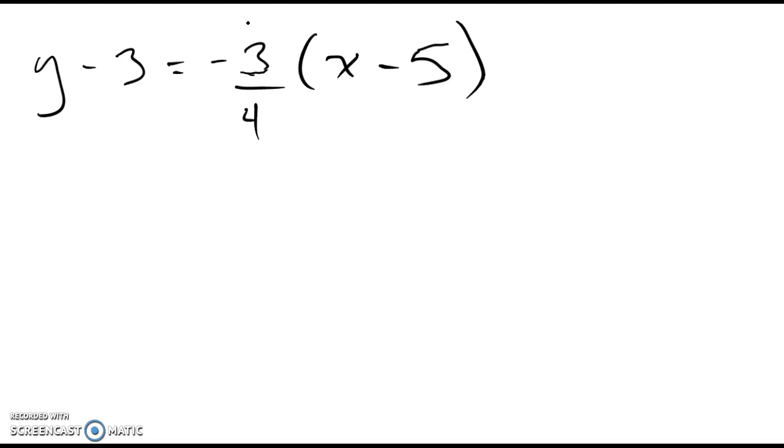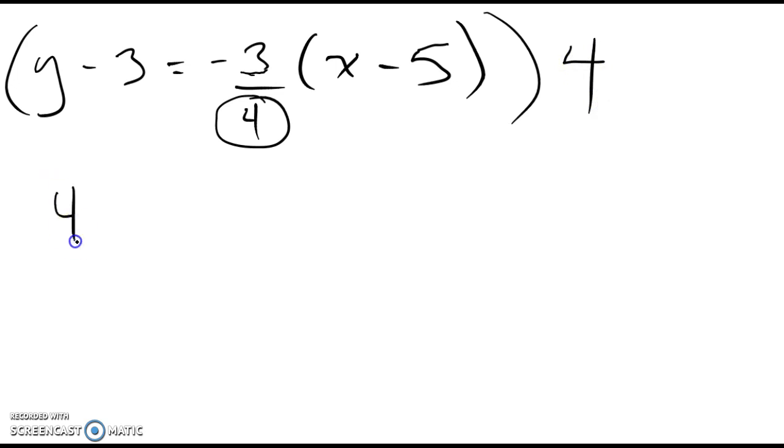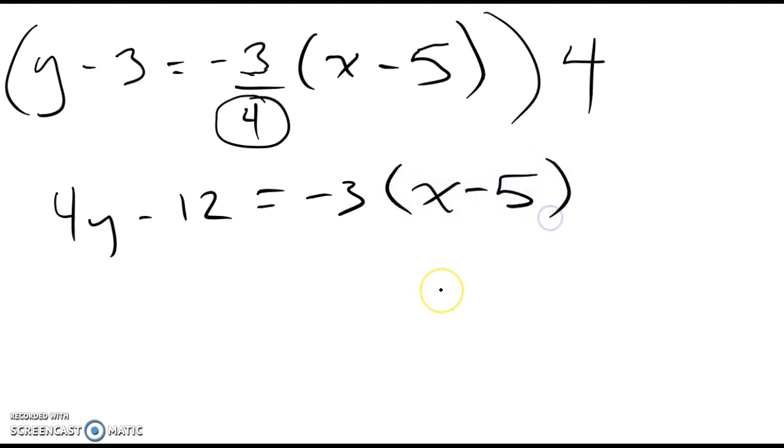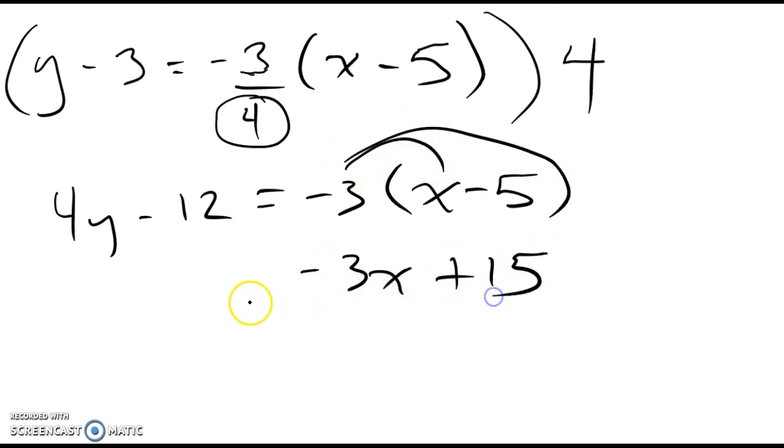You can go about this in several ways. The way I prefer to do it is I want to get rid of this denominator, this 4. So I'm going to multiply the whole equation by 4, because it's ugly and it complicates issues. I'm going to write the 4 on the right side, and we'll just multiply all this. 4y minus 12 is equal to negative 3 times x minus 5. Okay, now we're going to use the distributive property. Distribute this 3. Negative 3x plus 15 is equal to 12 minus 4y.